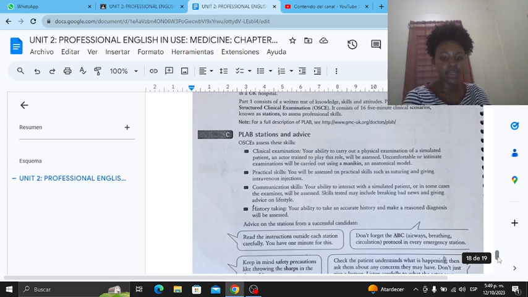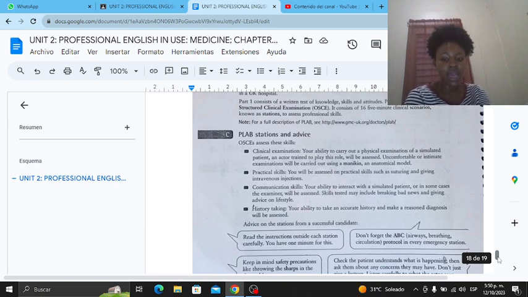Clinical examination: your ability to carry out a physical examination of a simulated patient. A doctor trained to play this role will be assessed. Intimate examination will be carried out using an anatomical model. Practical skills: you will be assessed on practical skills such as suturing and giving intravenous injections. Communication skills: your ability to interact with a simulated patient, or in some cases the examiner, will be assessed.